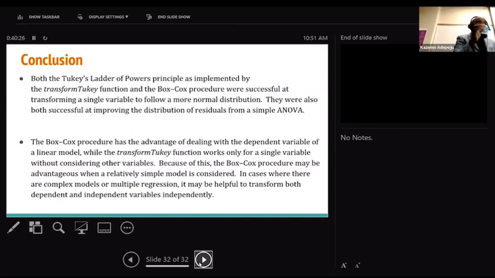The modern day transformation is actually going to be between the Tukey-transformed technique and the Box-Cox technique, because you know why? They're always going to achieve normality. And that's why you can try them. Now, I said they were also both successful at improving the distribution of residual from a simple ANOVA.